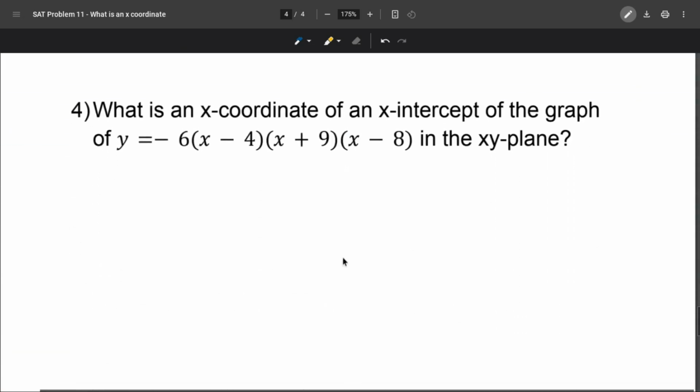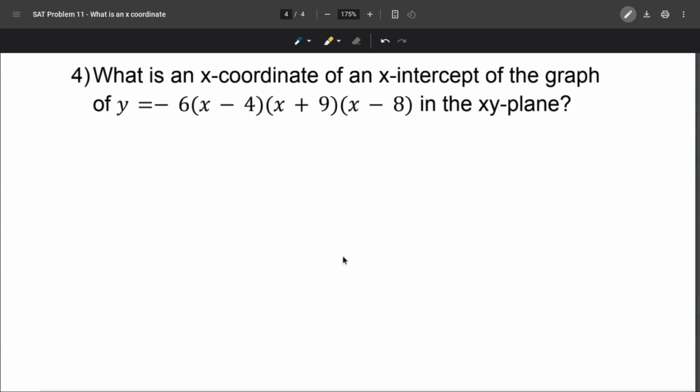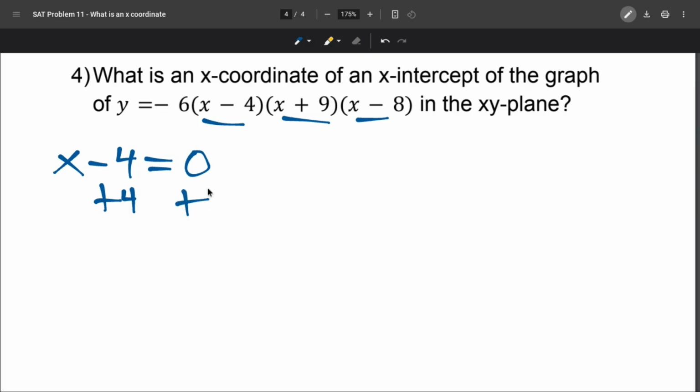All right, let's move to the last one. What is an x-coordinate of an x-intercept of the graph of y equals negative 6 times x minus 4 times x plus 9 times x minus 8 in the xy plane? So again, look at the factors, set them equal to 0, and solve for x. X minus 4 equals 0. Add 4 to both sides. X equals 4.